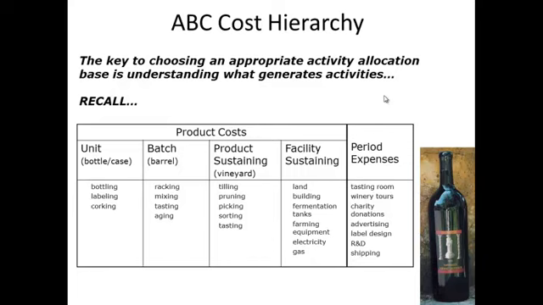Finally, on the very far right, I had put period expenses. Those are not even product costs at all. Those are SG&A costs. Those are costs that are actually expensed as soon as they are incurred. So the four types of costs on the left, the unit, the batch, product sustaining, and facility sustaining, those are all product costs that are inventoried. And I grouped them here to reflect what drives those costs. Are they driven at the unit level, the batch level, product sustaining, or facility sustaining?